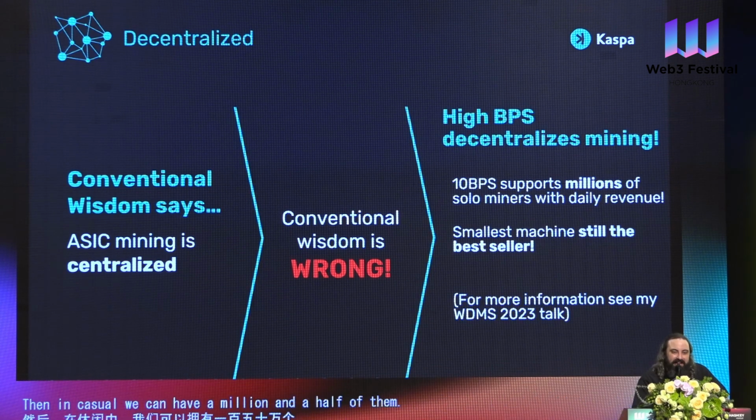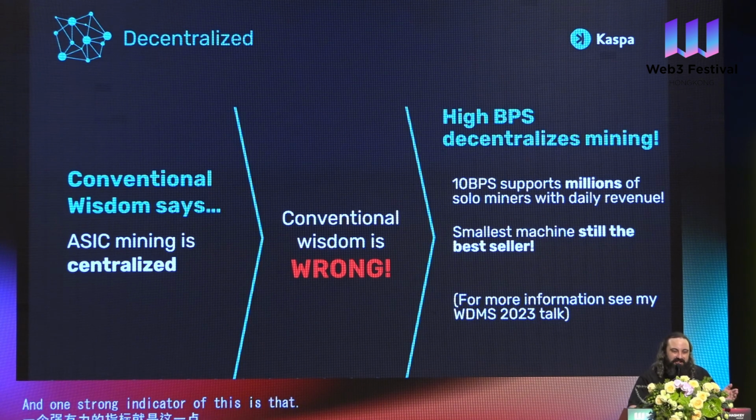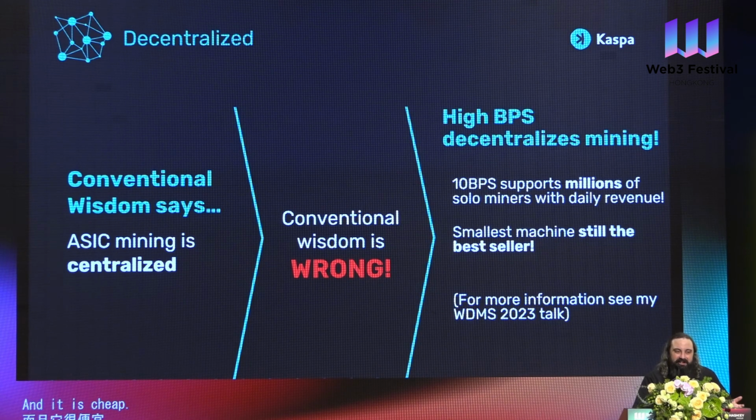And one strong indicator of this is that even though there are very huge monstrosities of mining machines, the best-selling ASIC is still the smallest one. It is cold, it is cheap, it is energy efficient, and that's why you see that we have many, many, many small miners, even though large miners are available.